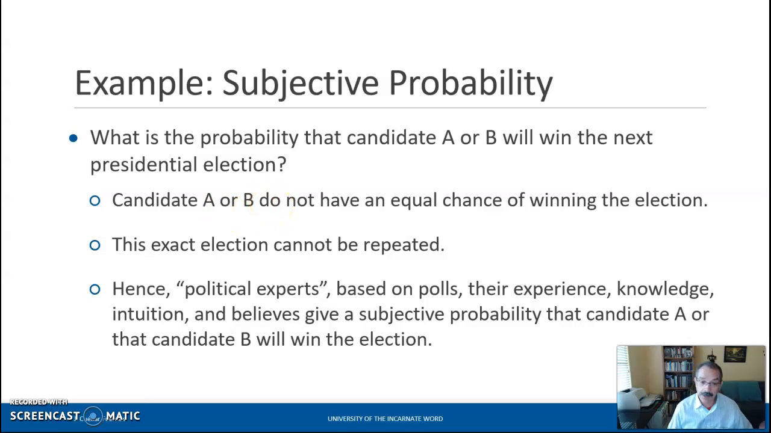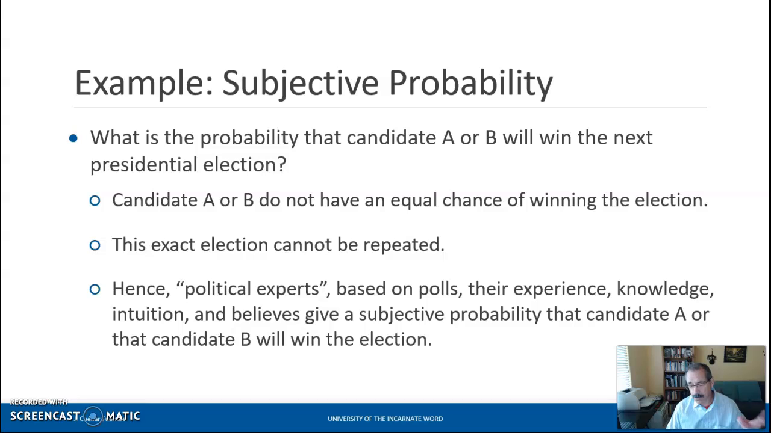Well, you turn on the TV or look at your favorite news outlet, and there are these political experts telling us, based on polls or their experience, their knowledge, intuition, and their beliefs, that such and such candidate is going to win, and by this much. So they're assigning a subjective probability to one candidate winning over another. But this is what subjective probability is.